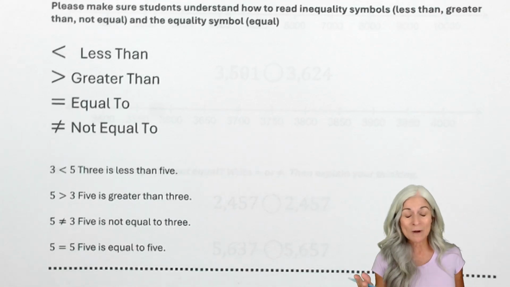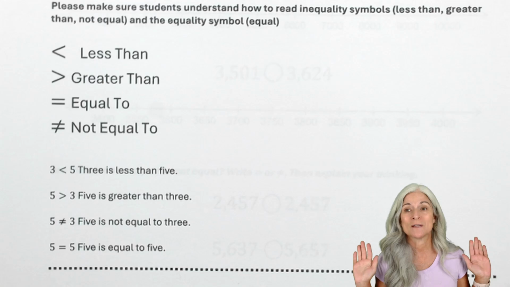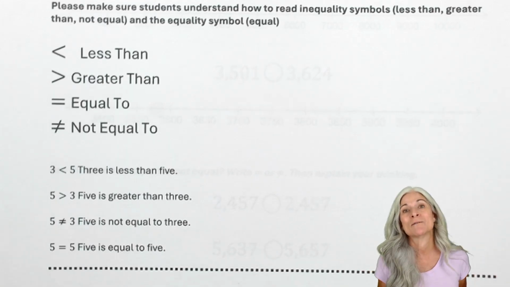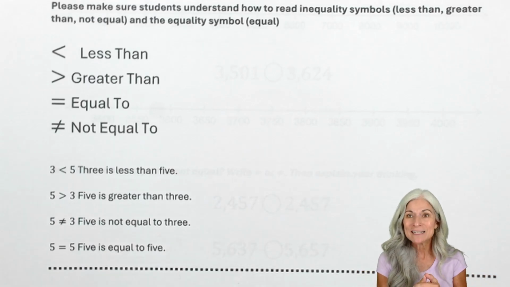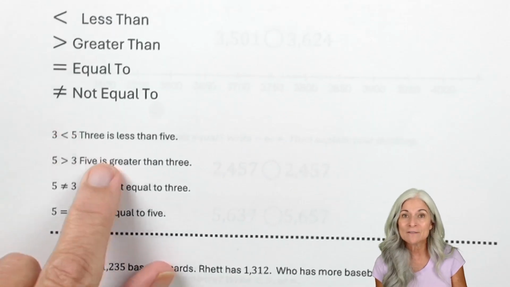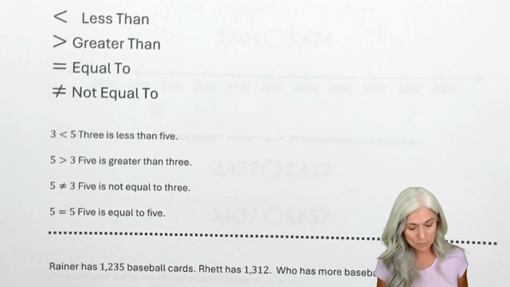When they're writing the inequality symbol, I always tell them what my third grade teacher told me 100 years ago: the alligator's mouth opens to the largest number. So just practice with students, placing it and then reading it. Like 5 is greater than 3. 5 is not equal to 3. 5 is equal to 5.